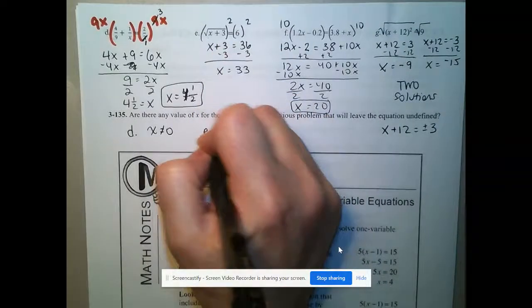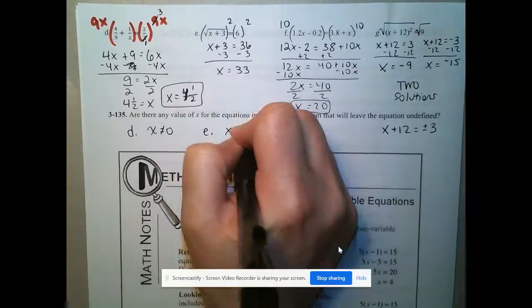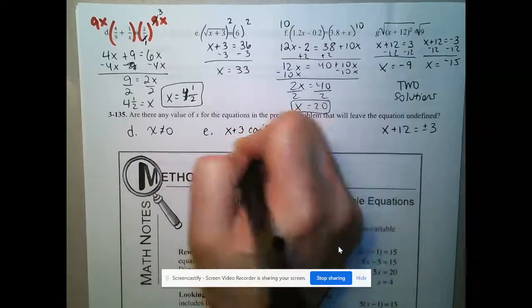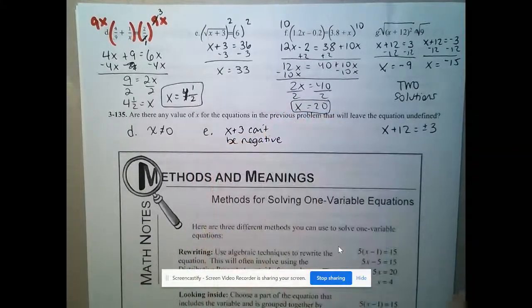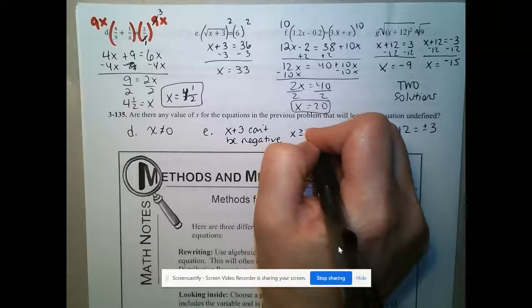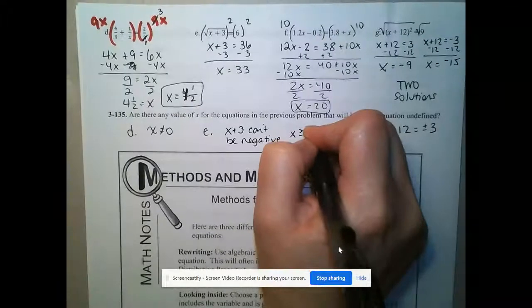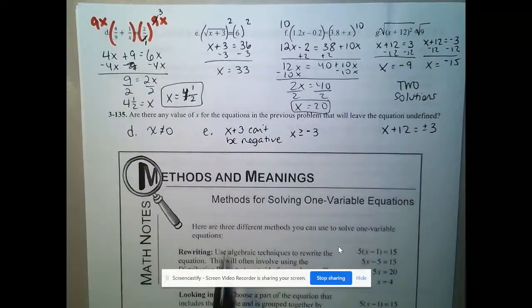So in E, x plus 3 can't be negative, because remember, we can't square root a negative. So x has got to stay greater than or equal to -3. Because we could have 0, we could square root 0. We just can't have the thing under the square root symbol worth a negative, because we can't square root a negative with real numbers.